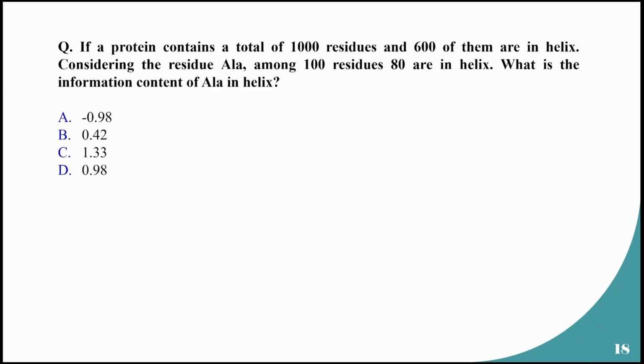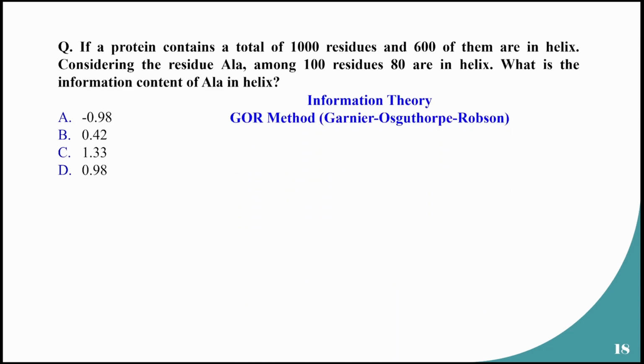So in this next question, we want to calculate the information content for a particular amino acid, which is alanine in helix. Now in this case, we have the GOR method, which is the Garnier Osguthorpe Robson method, for calculating the information content.